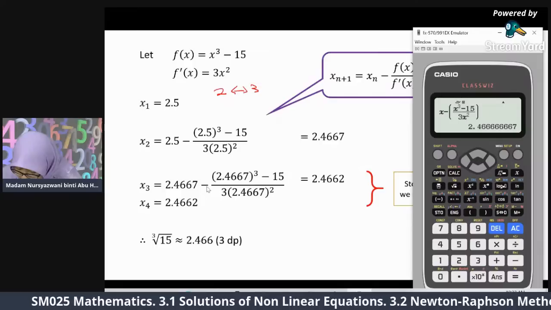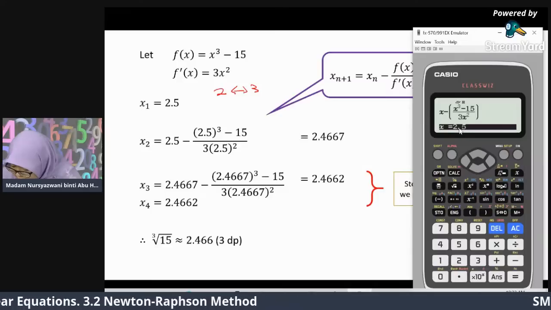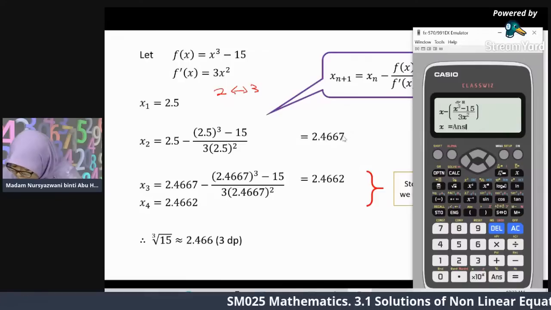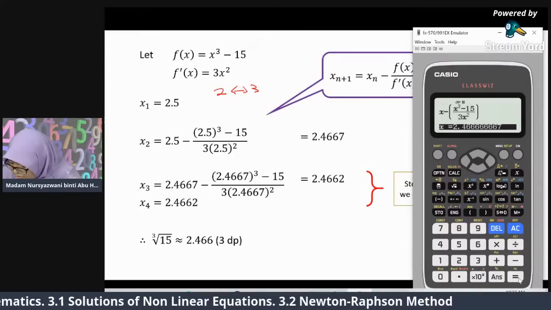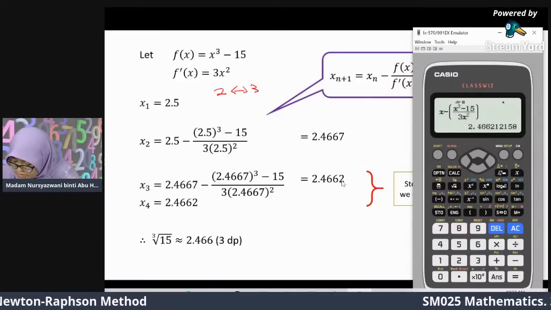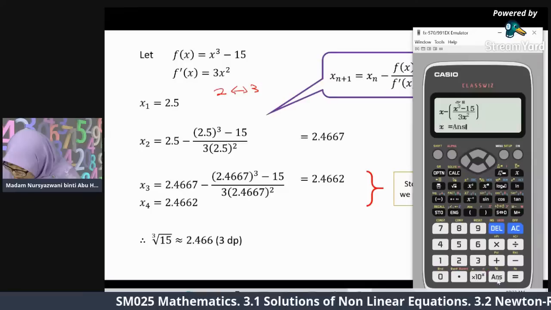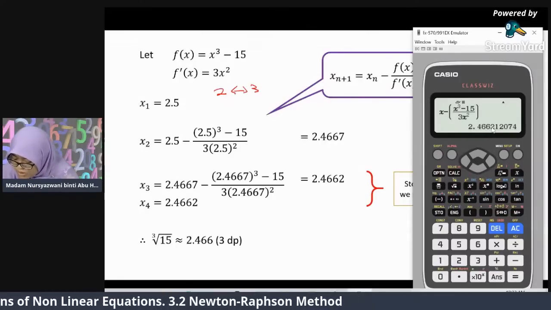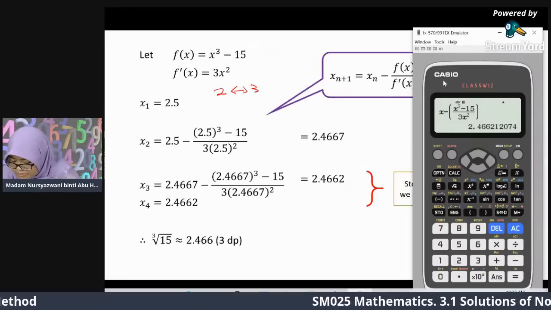Okay. Untuk second step ni, we press calculate. So tadi adalah nilai 2.5 yang first. So tekan answer. Answer ni adalah jawapan yang sebelum ni tadi. So press equal. So awak boleh nampak lah ini adalah jawapan yang sebelum ni tadi. So one more time, lagi sekali tekan equal. So awak akan dapat 2.4662. So ini adalah x3. So we repeat this process again. So calculate, answer, equal, and you get 2.4662. So kita stop kat sini lah sebab we have reached repeated value. Boleh?